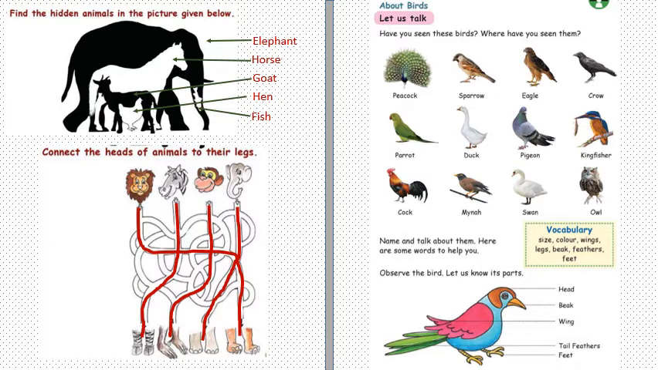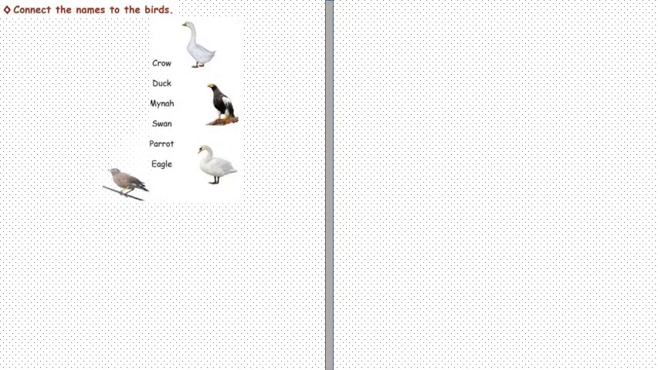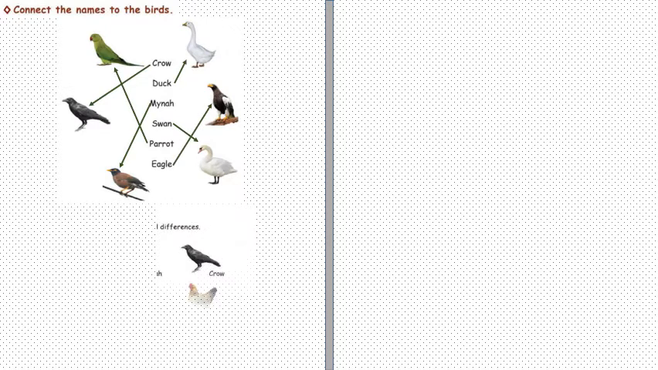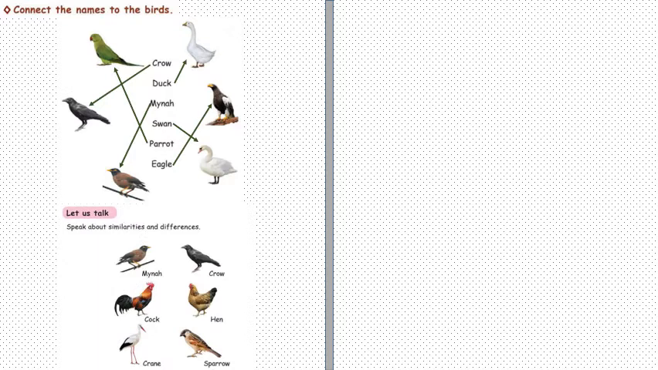Now, here are the parts of a bird: head, beak, wing, tail, feathers and feet. Here we have some birds and we need to match them with their names. So we have crow, duck, myna, swan, parrot and eagle. Then here we have some more birds wherein we need to write the similarities and differences.